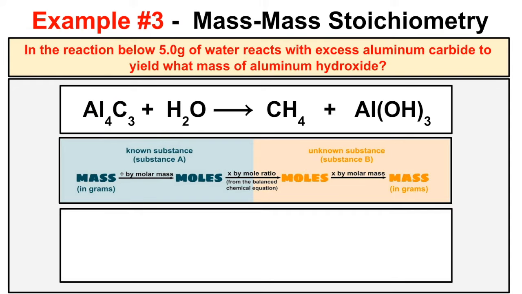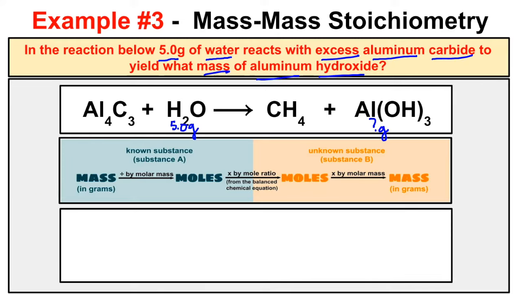In this problem, it says in the reaction below, you've got 5.0 grams of water reacting with excess aluminum carbide to yield what mass of aluminum hydroxide. So in this problem here, it looks like we have 5.0 grams of water, and it's going to react with excess aluminum carbide here. And what we want to do is figure out how many grams of aluminum hydroxide will end up being produced.